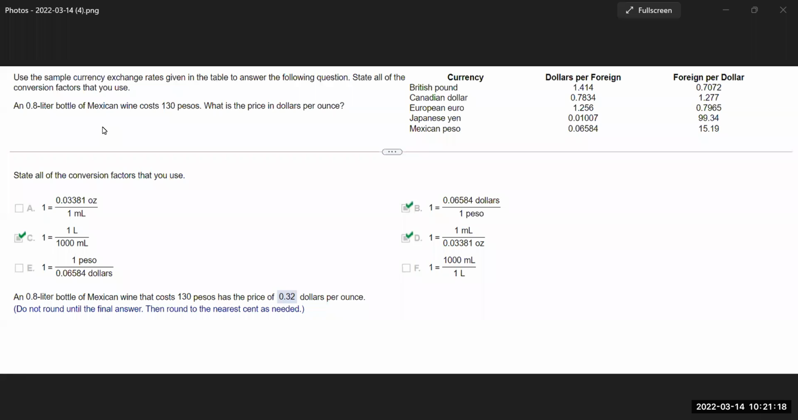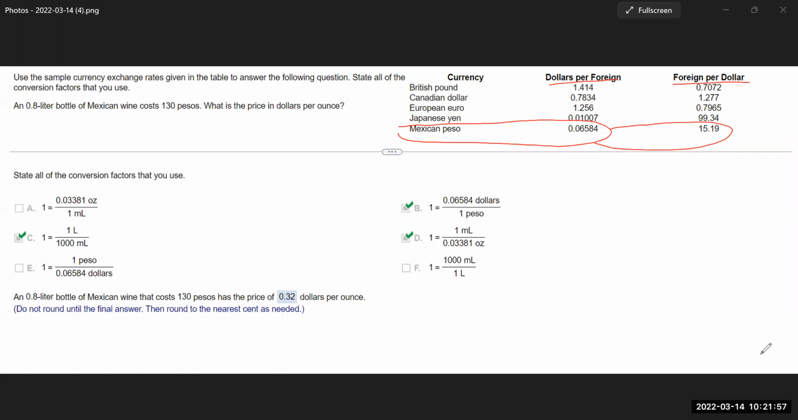Okay, so the table you have to your right is a currency conversion table. We have the British pound, the Canadian, European, Japanese, and Mexican currencies. Now we want to zero in on the Mexican. Everything there is for the Mexican peso. This column is dollars per foreign, and this one is foreign per dollar. I'm going to use the dollars per foreign.